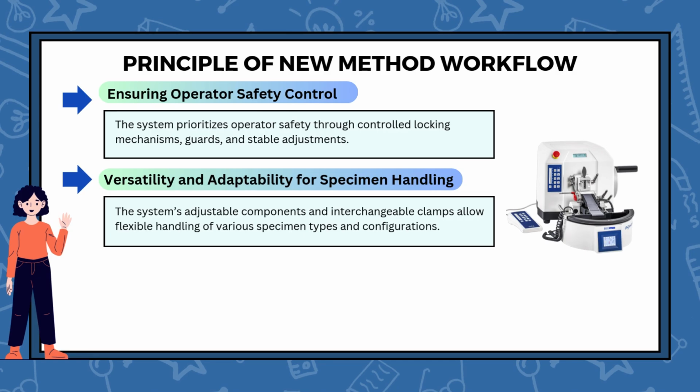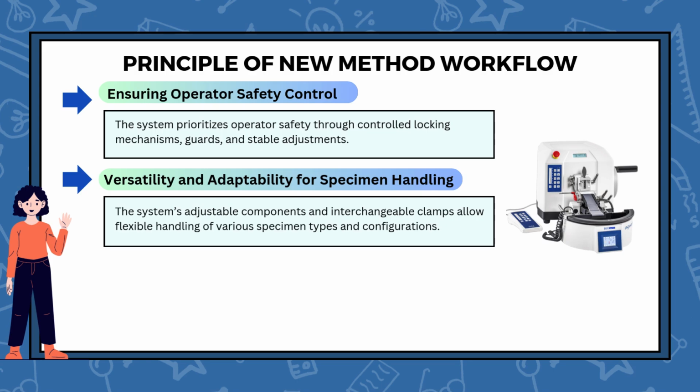Secondly, the system's versatility and adaptability are key for accommodating a wide range of specimen types. With adjustable components and interchangeable clamps, the aquatic system allows for the seamless handling of specimens of various sizes and shapes, from small biopsies to larger tissue blocks. The ability to easily swap out clamps and modify blade profiles makes it a flexible solution that supports different cutting needs across diverse applications.